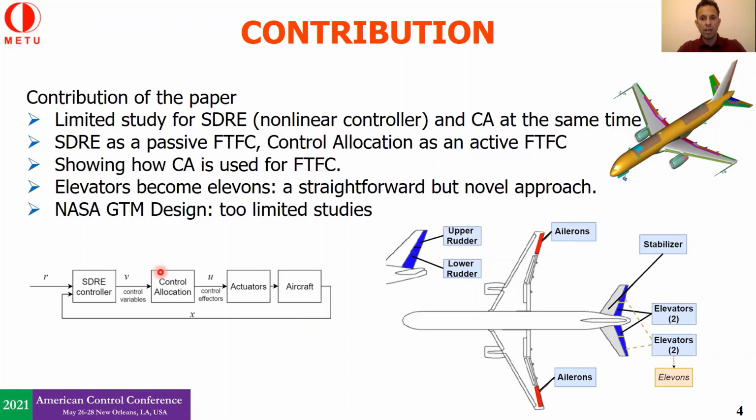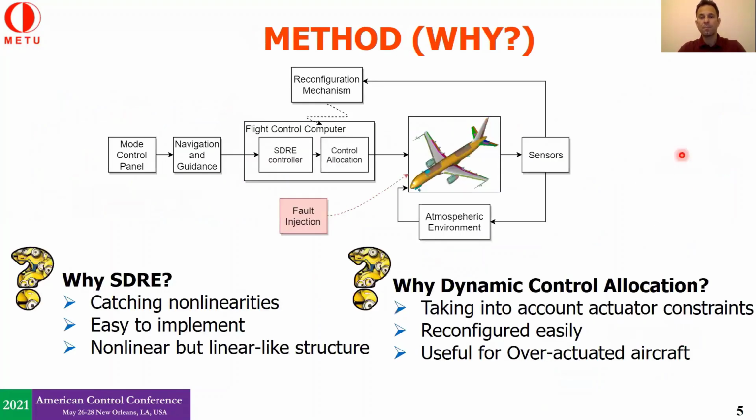Some trials show that tuning of the STRE only for the routine flight can be detrimental during an emergency. Third, after reconfiguration of the control allocation, some parts of the elevators become elevons. It's a straightforward but novel approach. Fourth, there are very limited control application papers for NASA GTM design.